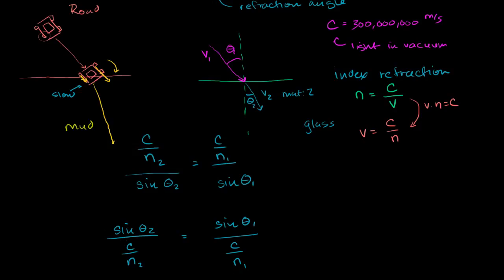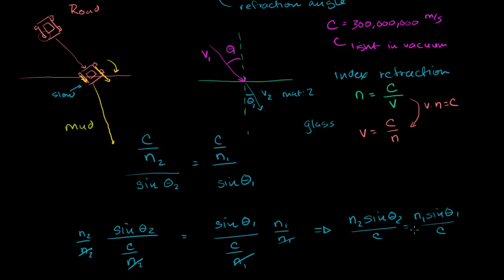And now let's multiply the numerator and denominator of this left side by n2. So if we multiply n2 over n2, we're not changing it. This is really just going to be 1. But this and this are going to cancel out. And let's do the same thing over here. Multiply the numerator and the denominator by n1. So n1 over n1. That and that are going to cancel out. And so we get n2 sine of theta 2 over c is equal to n1 sine of theta 1 over c.